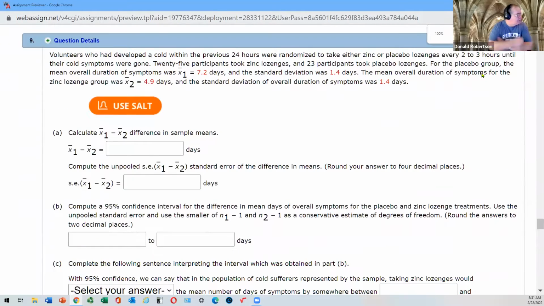Volunteers who had developed a cold within the previous 24 hours were randomized to take either zinc or placebo lozenges every 2 to 3 hours until their cold was gone. So if you've ever had a cold, do you know that you can get those? Zinc allegedly helps the immune system. In other words, it helps you recover from the flu, from the cold, things like that. And this is us doing an experiment to see if there's any evidence to prove that.